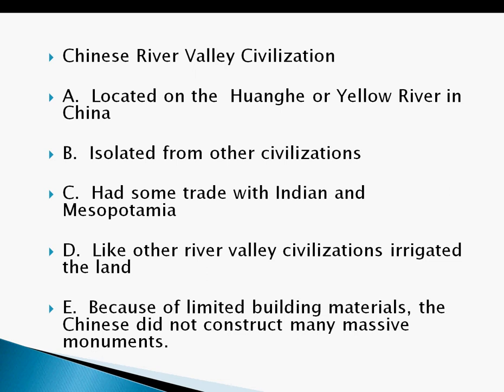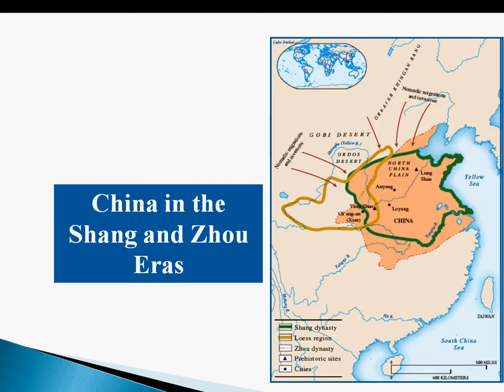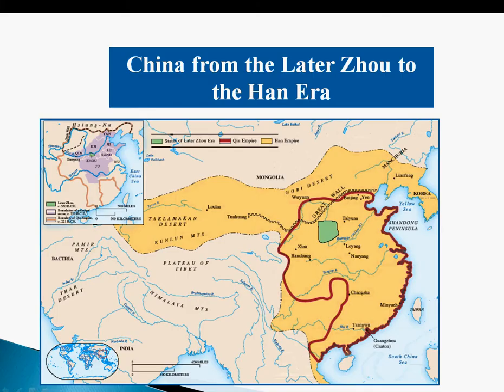They don't have a lot of buildings from that area, that era, mainly because they didn't have the construction material to do so. This shows a picture of the Huanghe area, or Yellow River area. The Shang and the Zhou dynasties will develop in this area here. And that shows you another picture of this area. And we will talk about that more extensively in Chapter 2.